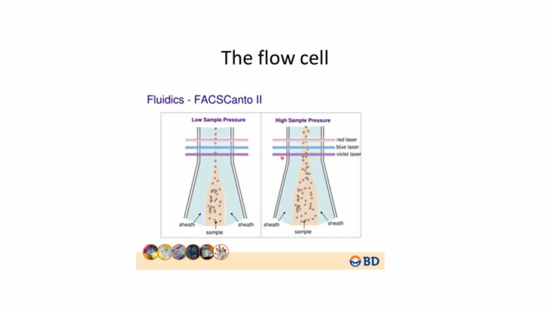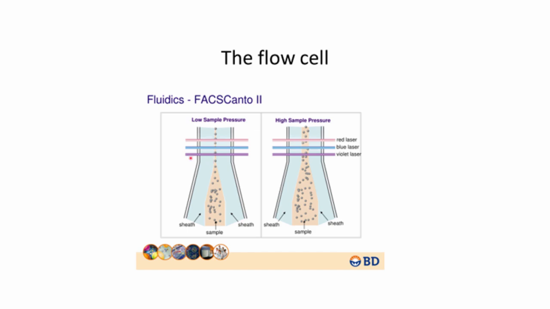Slide 3 helps us to take a closer look at the flow cell. In this flow cell diagram, the sheath fluid is shown in blue. The sample is injected into the center of the sheath, so the sheath fluid surrounds the sample. The sample is in pink, and there are 3 laser lights crossing the flow cell. These are the red, blue, and violet laser lights.